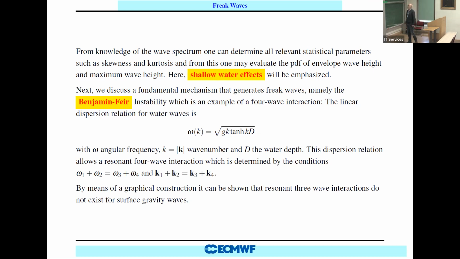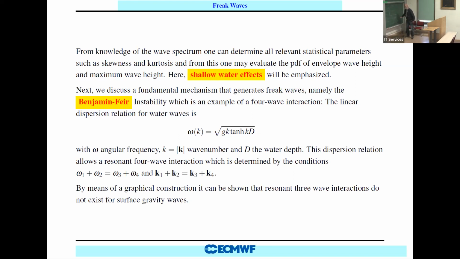This dispersion relation allows a resonant four-wave interaction, which is determined by the conditions given over here. So for those four waves, you can have a resonant interaction, and then basically you get an instability. And it can be shown, by means of a graphical construction, that resonant three-wave interactions do not occur at all. And that's very easy to see. Suppose we try to construct the case of a three-wave interaction for surface gravity waves.